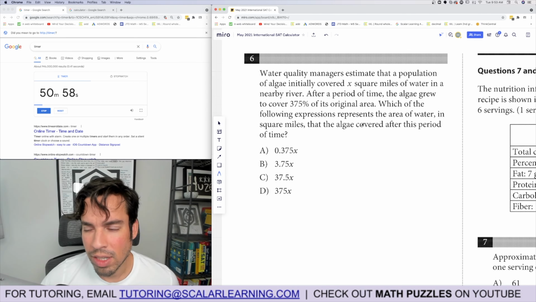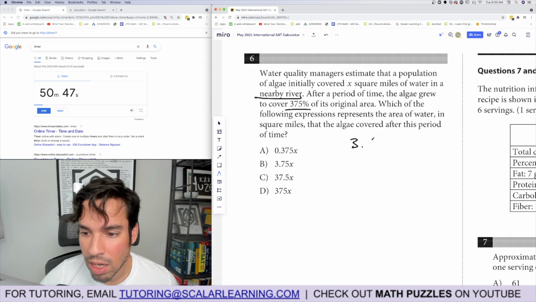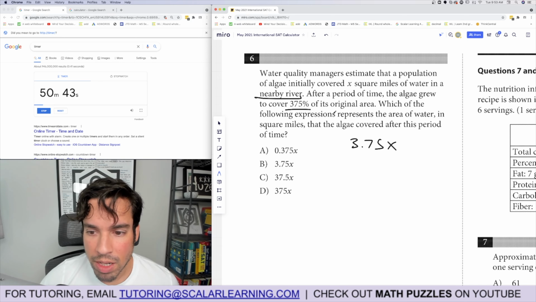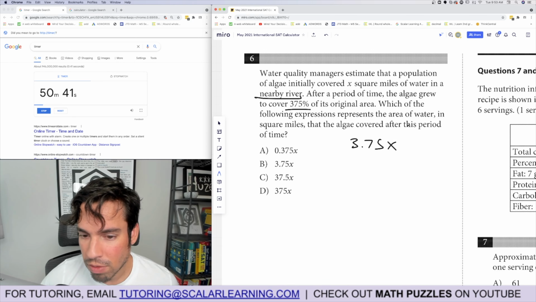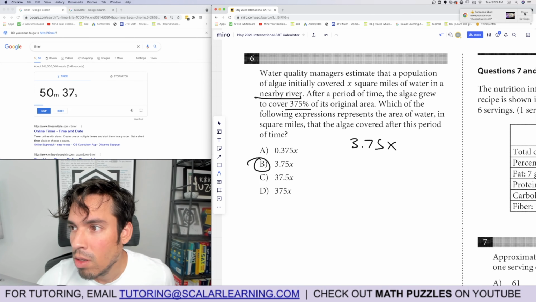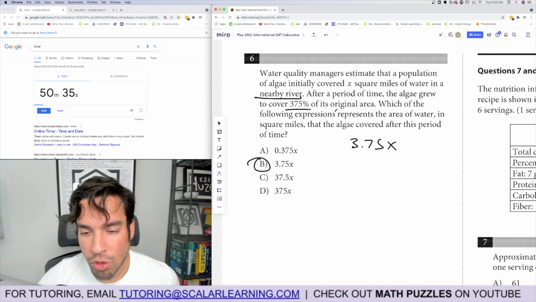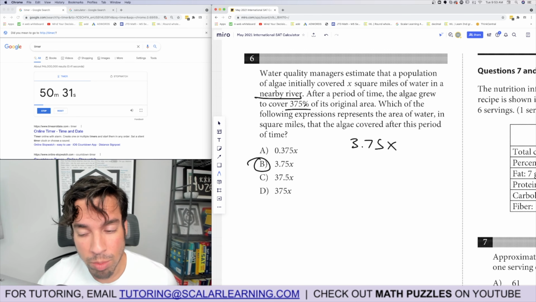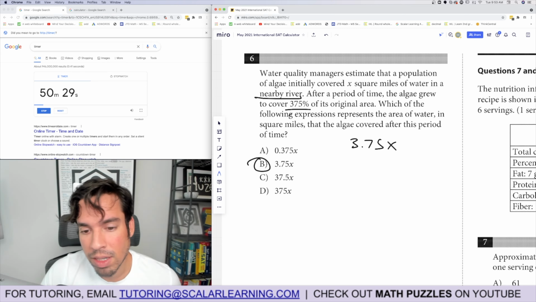Water quality managers estimate that a population of algae initially covered X square miles of water in a nearby river. After a period of time, the algae grew to cover 375% of its original value, aka 3.75 times X. Which of the following expressions represents the area of water in square miles the algae covered after this period of time? Boom, I already got it. So 3.75. Because if we're doing 375% of its original area, that's like multiplying by the decimal equivalent, which is 3.75, and we're good.